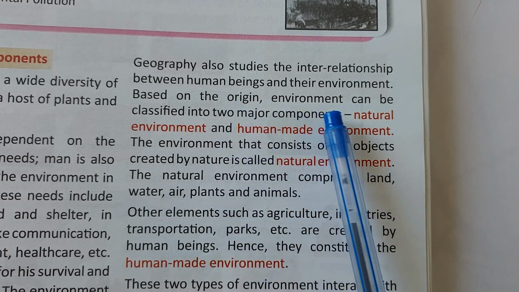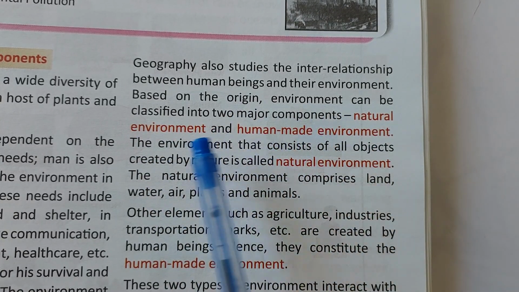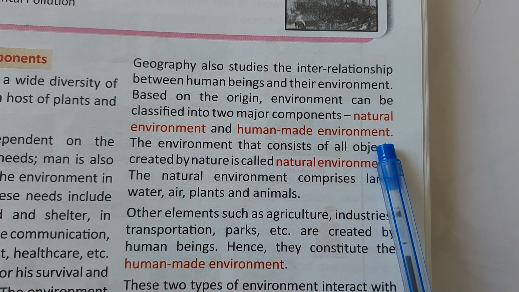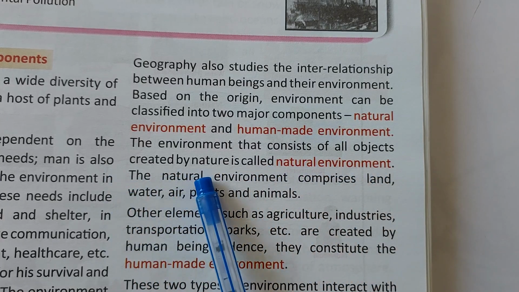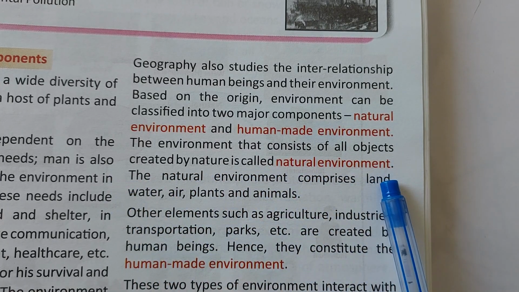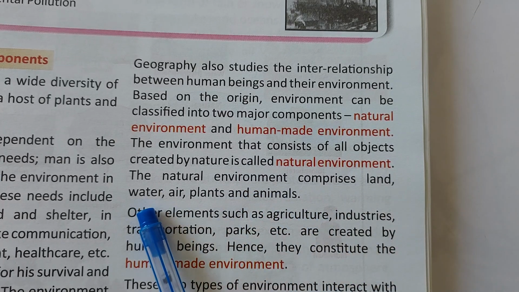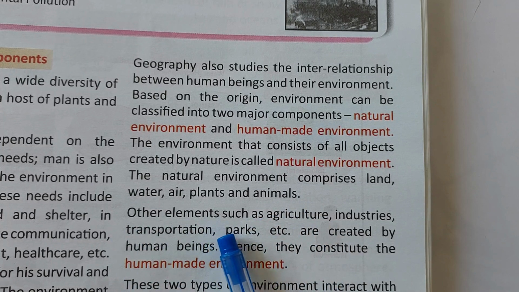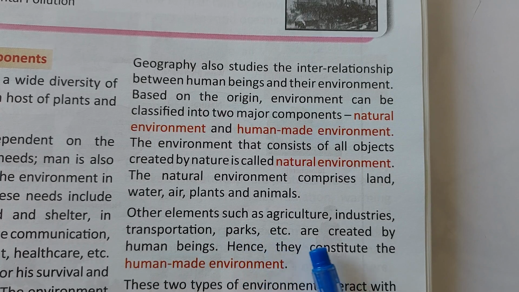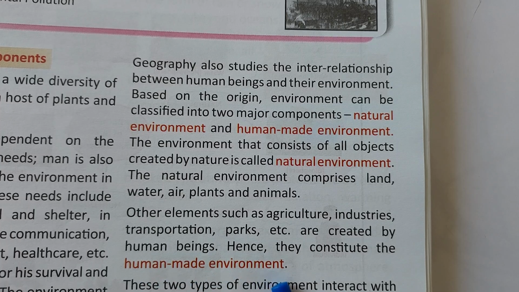Based on the origin, environment can be classified into two major components: natural environment and human-made environment. The environment that consists of all objects created by nature is called natural environment. The natural environment comprises land, water, air, plants, and animals. Other elements such as agriculture, industries, transportation, parks, etc. are created by human beings. Hence, they constitute the human-made environment.